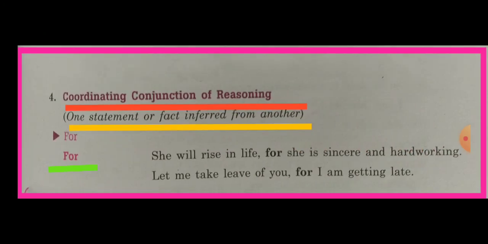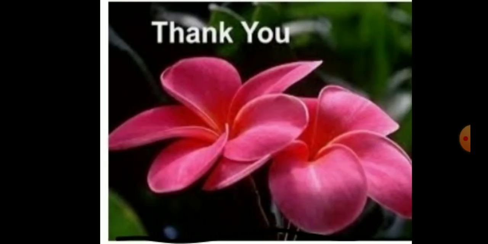Now the last is the coordinating conjunction of reasoning. When one statement or fact is inferred from another, there we will use "for". She will rise in life for she is sincere and hardworking. So in one statement we tell the fact and another is giving the reason for that, then we will join it by using "for", which is a coordinating conjunction. So this is how we have learnt about coordinating conjunctions today. Thank you.